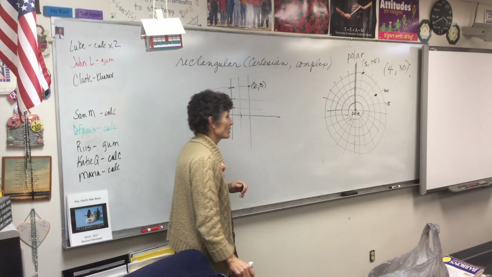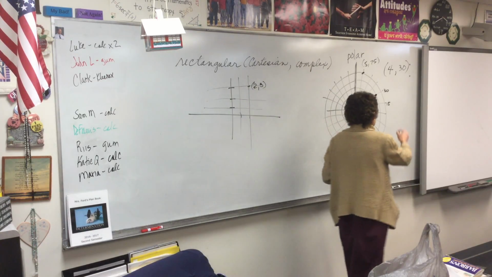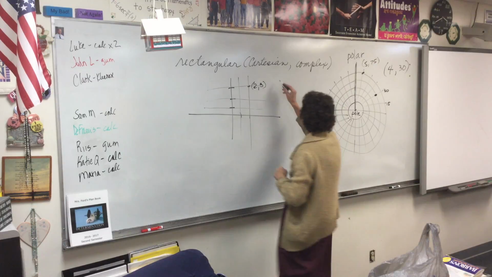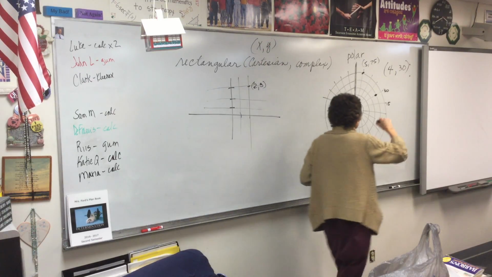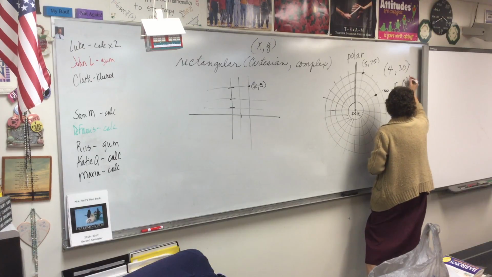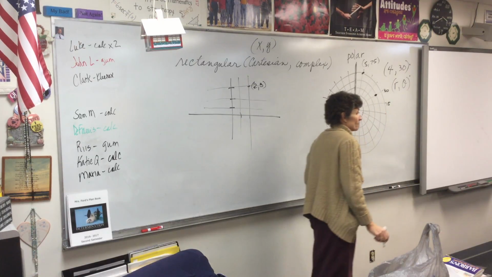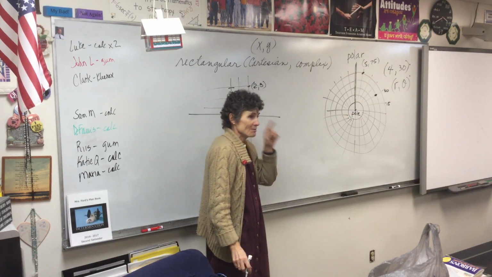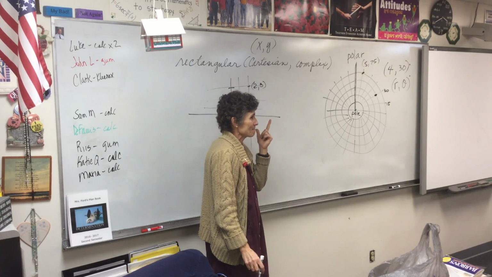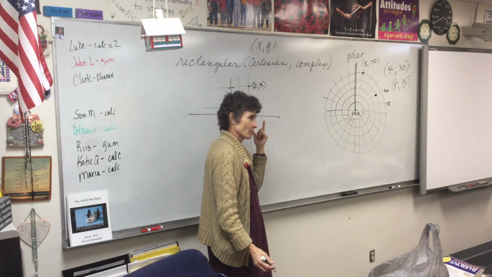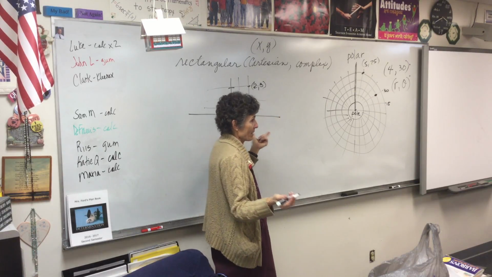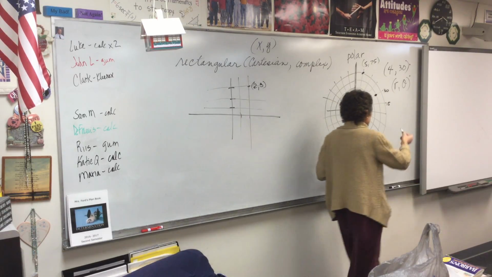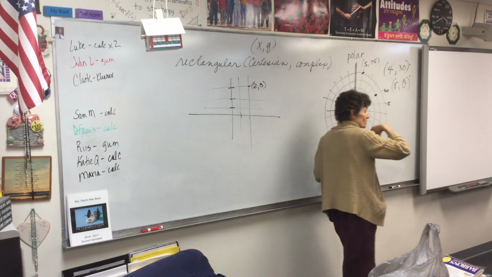Polar coordinates are not an X and a Y. Polar coordinates are an R and a theta. Now the R, I always think of as radius, but it actually is Greek letter rho. It doesn't have anything to do with radius, but it sure does in my mind have to do with radius. And theta is the angle in standard position.